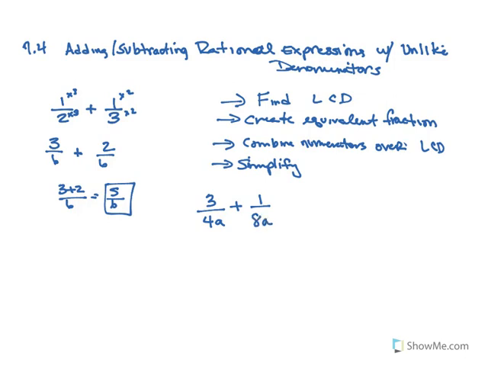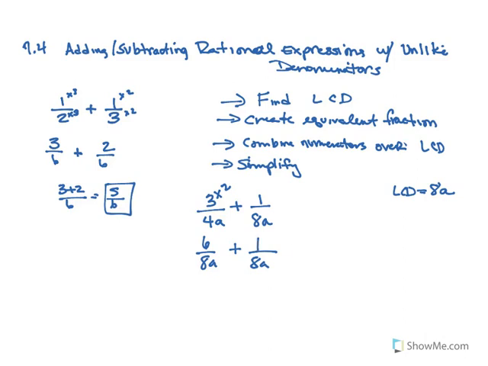3 over 4a plus 1 over 8a. So first we need the LCD. So the LCD here, for 4 and 8, the LCD is 8. For a and a, the LCD would be a. So we have an LCD of 8a. Okay, so now we have to create the new numerators. So what was missing? 4 to get to the 8 and missing the 2. So times 2. So my numerator is going to become 6 over 8a. The second fraction, 8a, stayed 8a. So nothing changes. So it's just a 1.